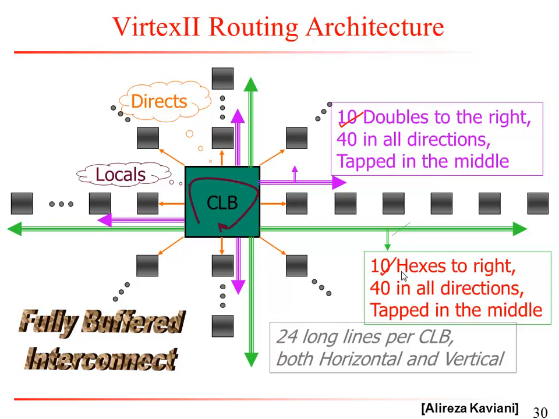They have 10 hex lines. Hex is a connection of 6, and these show that yes, you can tap it in the middle and use it. Same with the double lines. You could tap it in the middle and have a single connection, for example. And then you have 24 long lines in horizontal and vertical. So your channel width is pretty large.